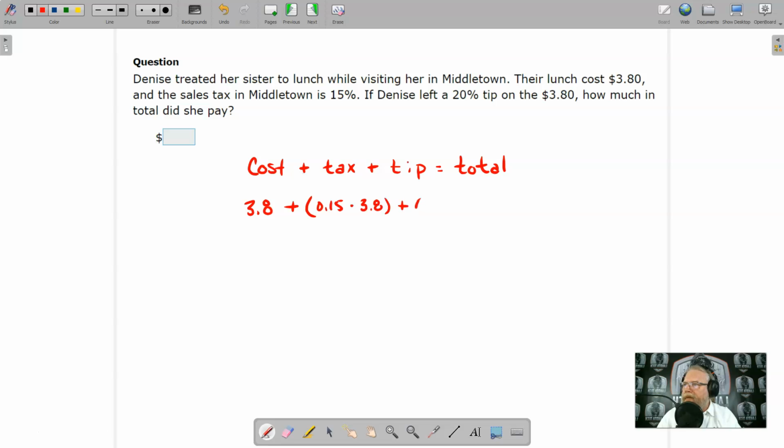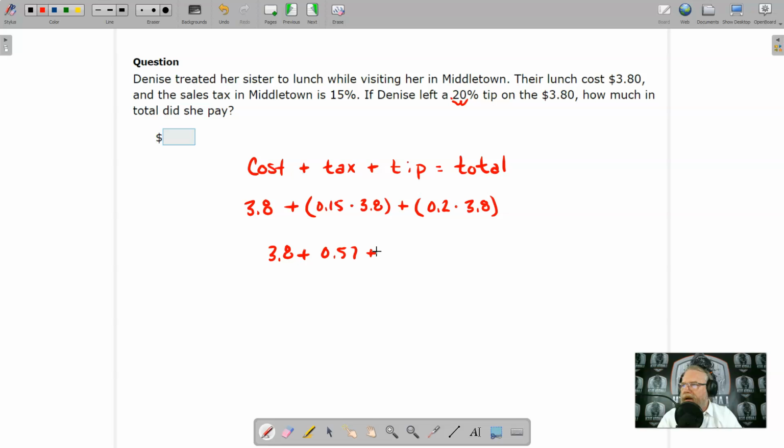Then we're going to add the tip. In this case, the tip is 20% of $3.80. So 20%, remember, move that decimal over 2 places to get a decimal. So 0.2 times the $3.80. So I'm at 3.8 plus, now here's where I'm going to grab my calculator. I'm going to calculate 0.15 times the 3.8, and that's going to give me 57 cents.